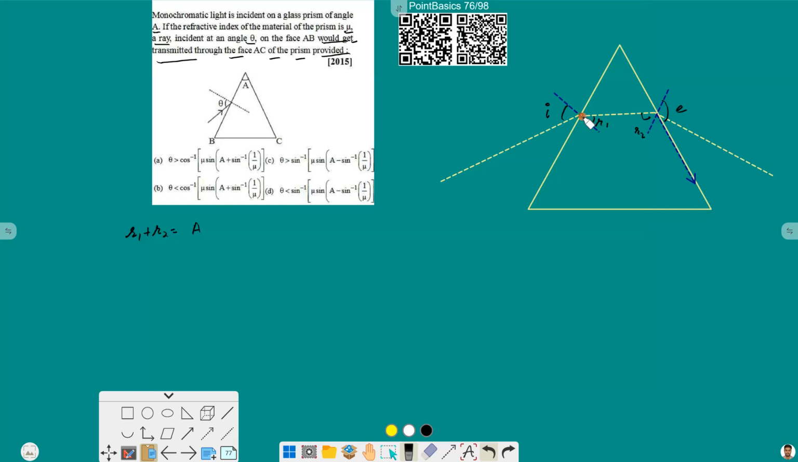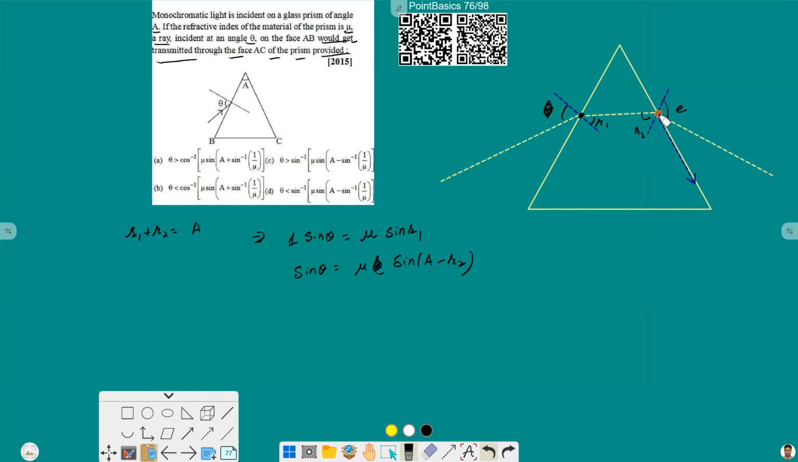And if I apply Snell's law here at this point, and here this angle, let us take it as theta. If I apply Snell's law at this point, we will get 1 into sine of theta is equal to refractive index, that is mu, into sine of R1, and here sine of theta will be equal to mu into sine R1, where R1 is equal to A minus R2. So this will be mu sine of A minus R2.